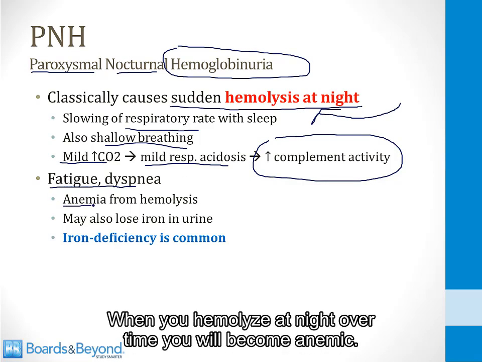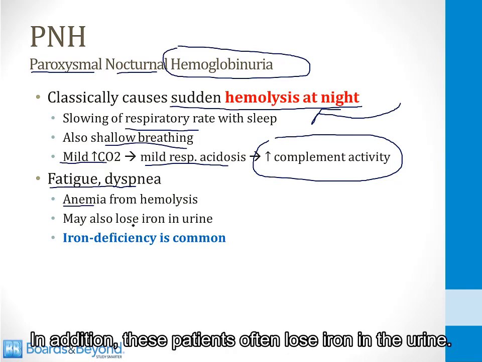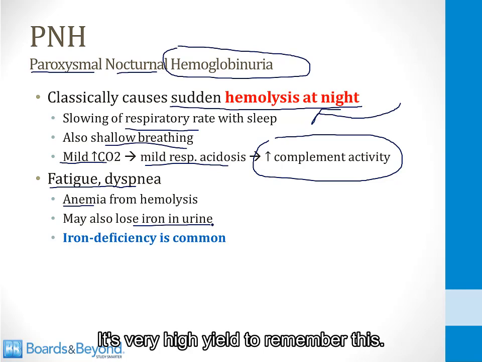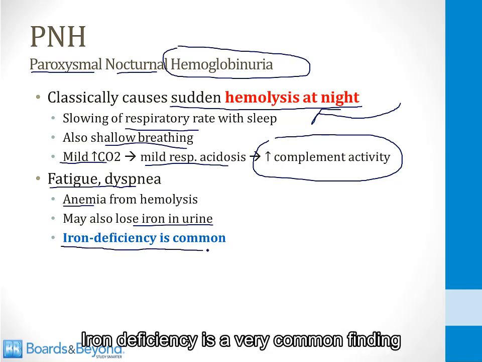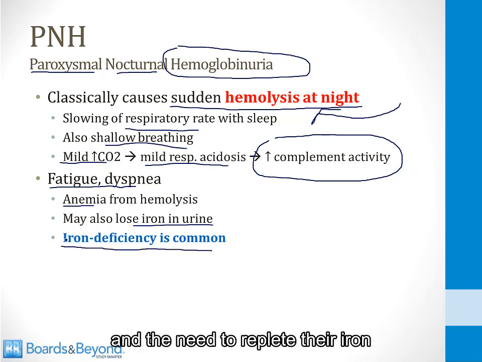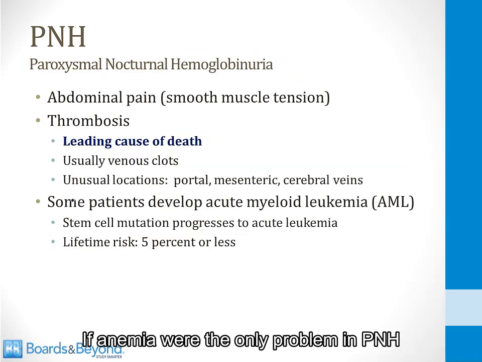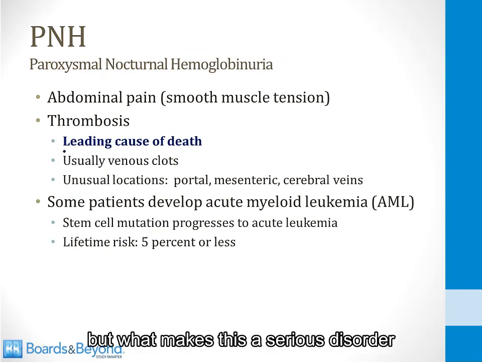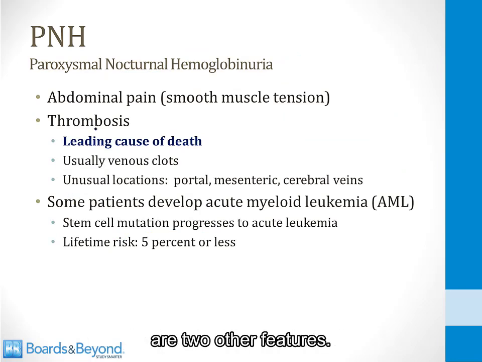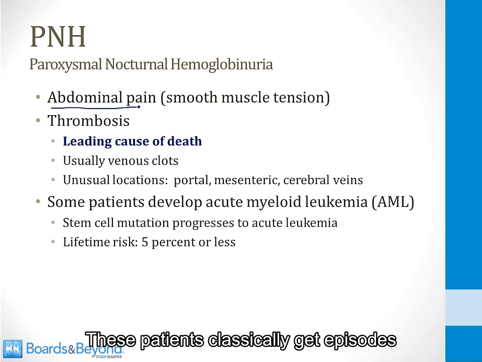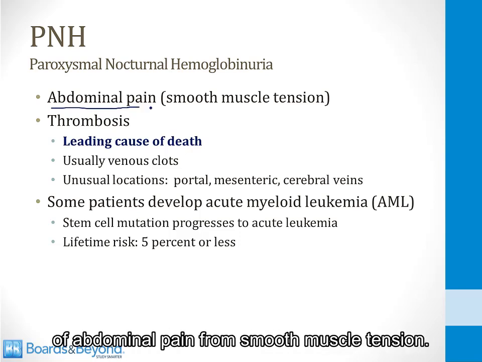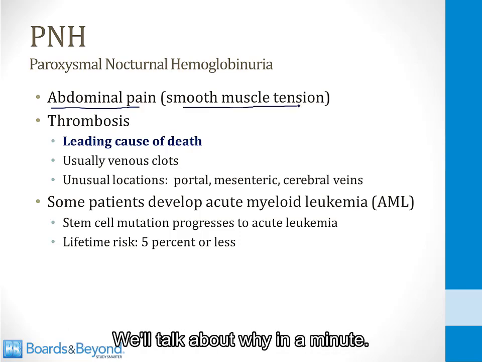When you hemolyze at night, over time you will become anemic. In addition, these patients often lose iron in the urine, and it's very high yield to remember this. Iron deficiency is a very common finding among these patients, and the need to replete their iron is an important part of treating the condition. If anemia were the only problem in PNH, it might not be so bad, but what makes this a serious disorder are two other features. One is abdominal pain. These patients classically get episodes of abdominal pain from smooth muscle tension. We'll talk about why in a minute.